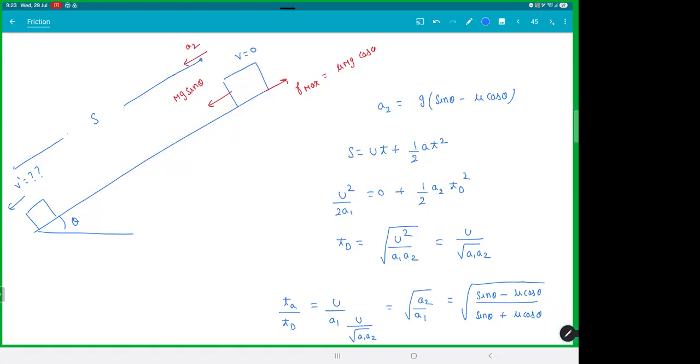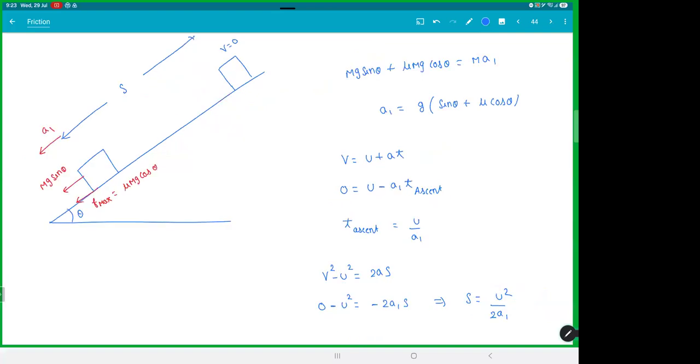Any doubts on this? So be careful with that. While going and coming back, it's not the same thing. Let's see one more.